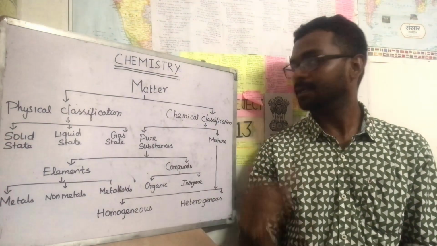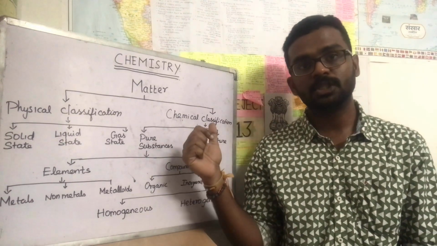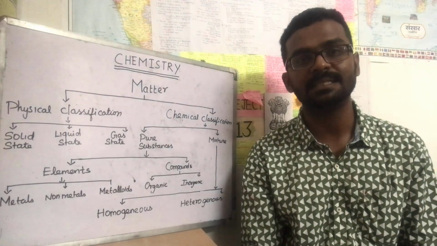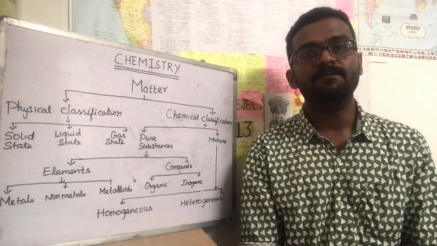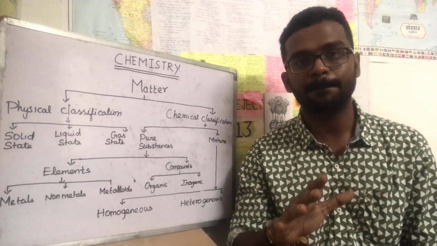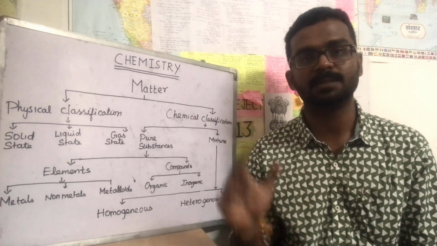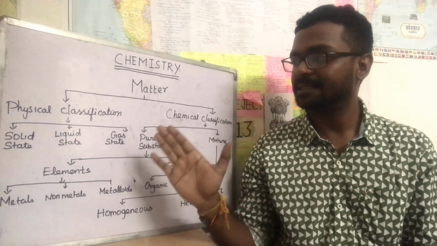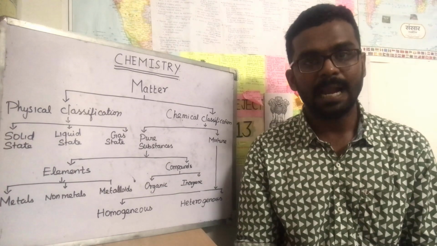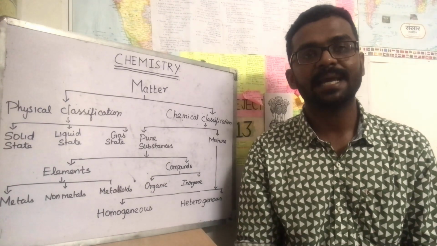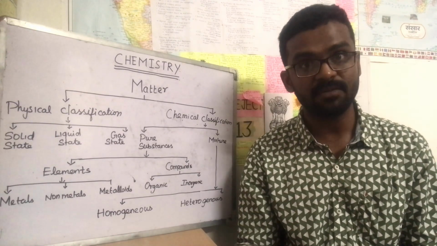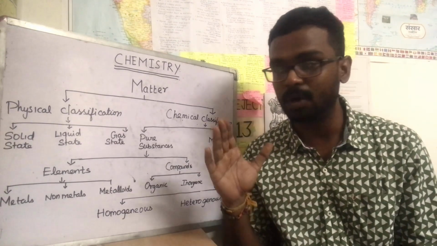Let's go for chemical classification. It is of two types: pure substances and mixtures. When a substance cannot be separated by any process, it is called a pure substance, and it has two types: elements and compounds. An element is a pure substance which cannot be broken down or built by any physical or chemical process.